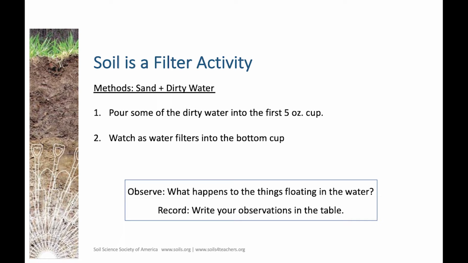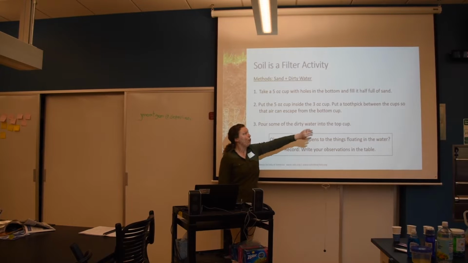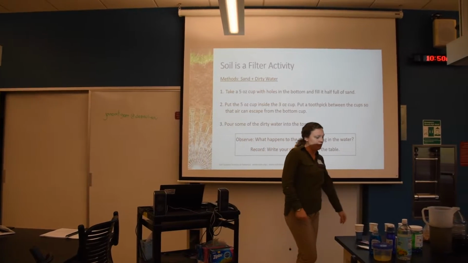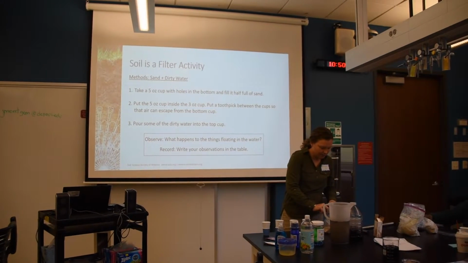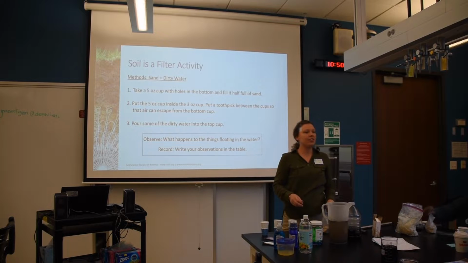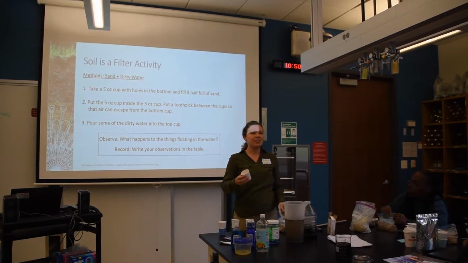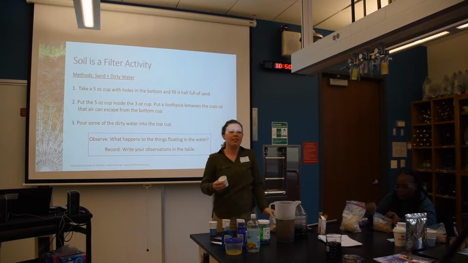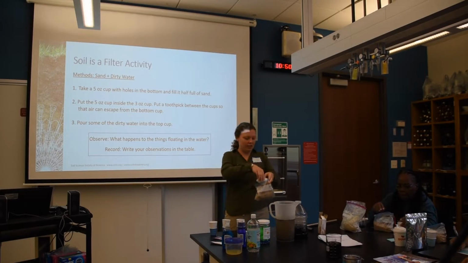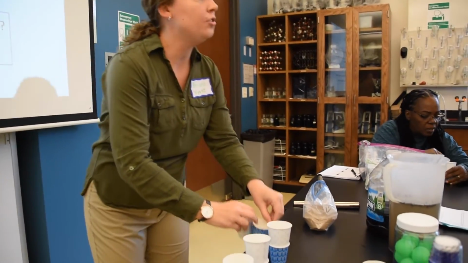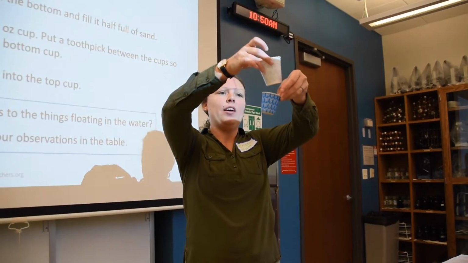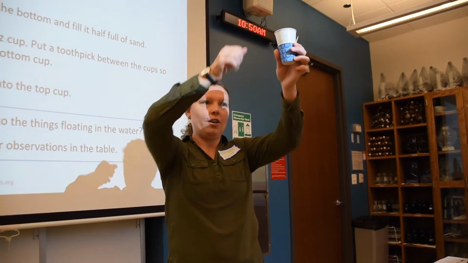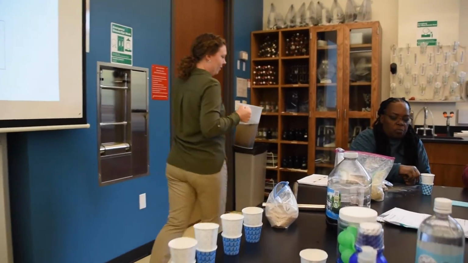For the first 5-ounce cup, that's the big one that's on top, we've got holes in it already, so fill it half full of sand. What you can do is just use the cup itself as a scoop and scoop some of it into the cup. And then once you've got the sand in the cup, go ahead and put it back inside the smaller cup. Pour some dirty water through your sand.